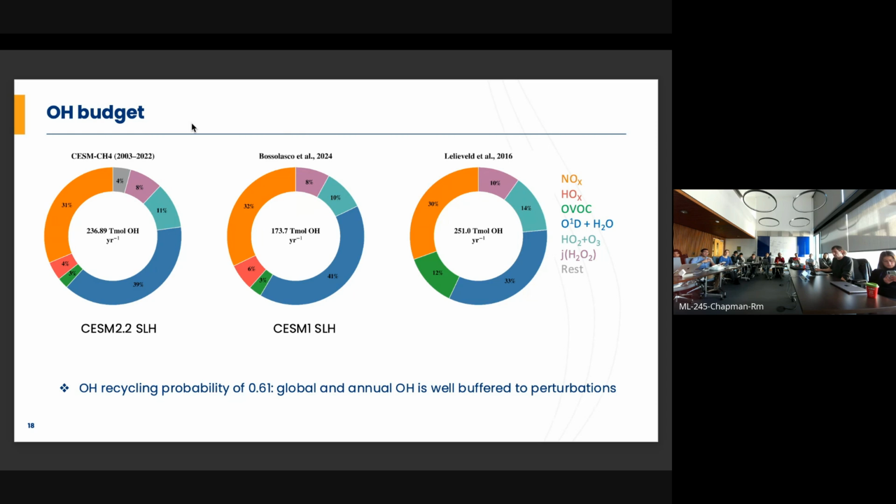We also check the OH budget and see how it compares to the Bosolasco et al. paper. She is meeting last year these results, and the Lieveld et al. that has a different organic chemistry mechanism. And they all agree on having a primary OH production of around 40%.